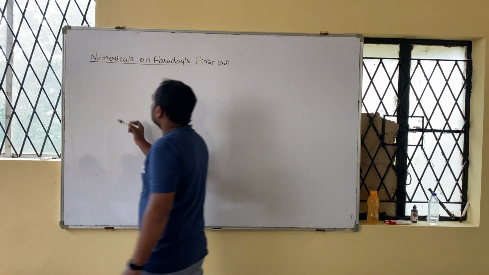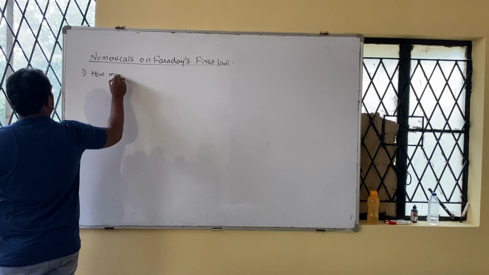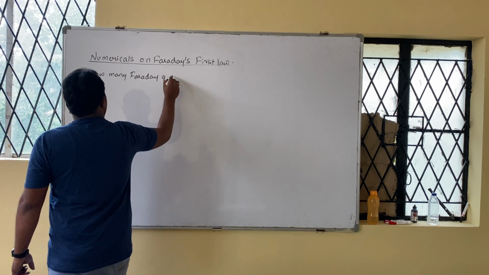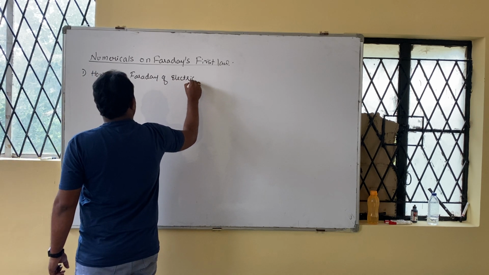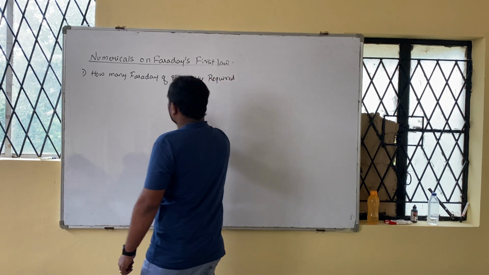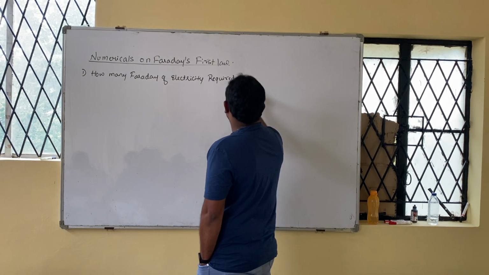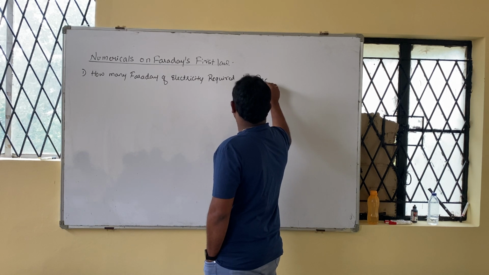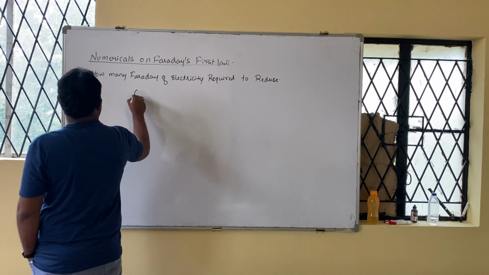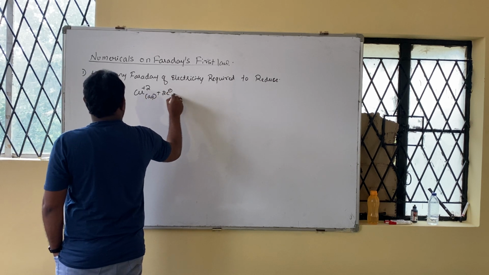First numerical: How many Faraday of electricity are required to reduce copper? Below, you write the reaction. Cu2+ plus 2 electrons forms Cu.